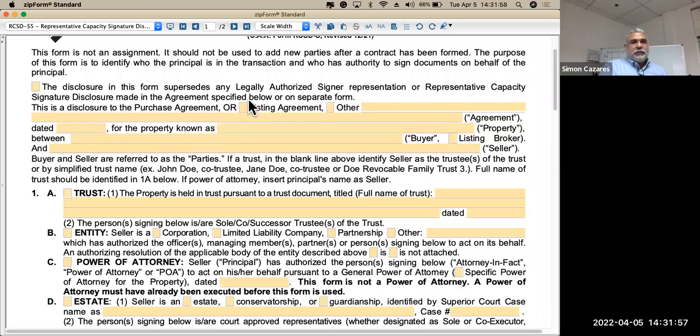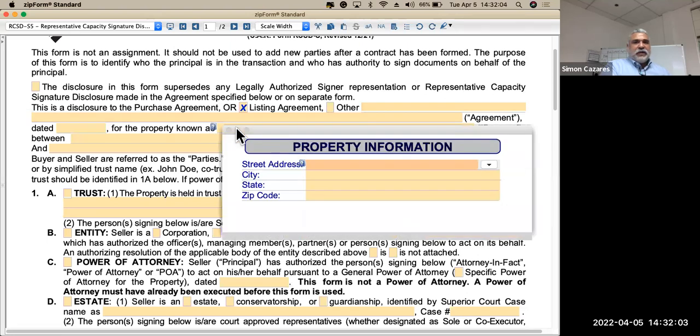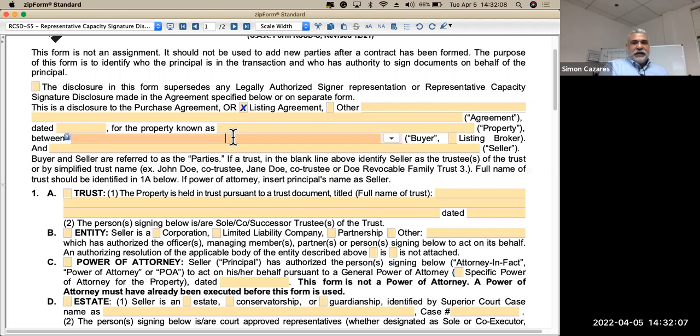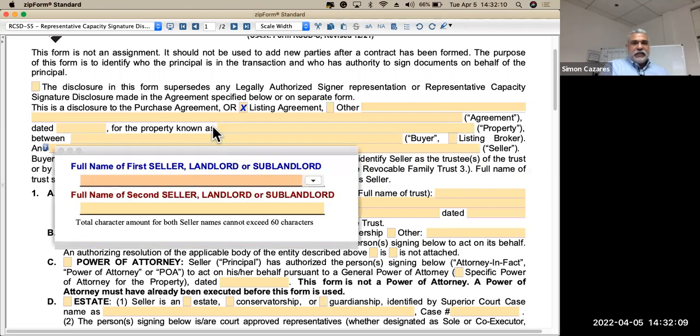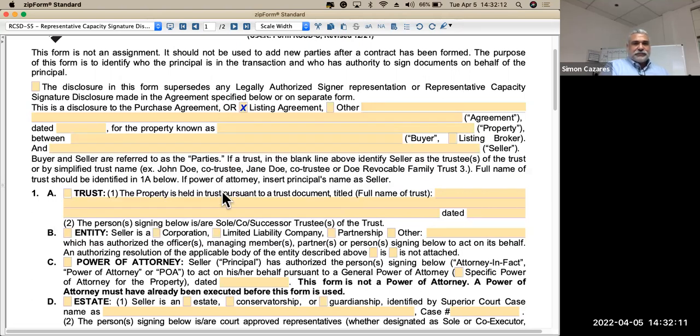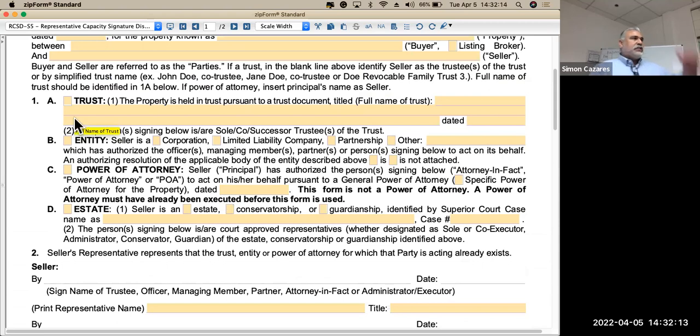And here you're going to put, if it's a listing, the agreement, the property address, the buyer, and the seller's information. Now it falls into different categories: 1A, 1B, 1C, and 1D as in David.